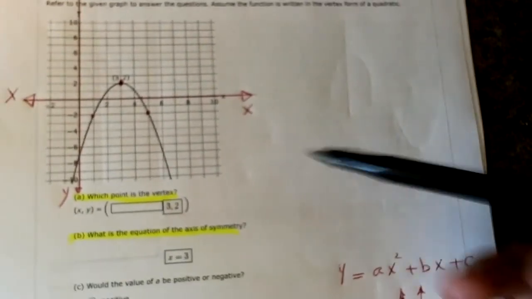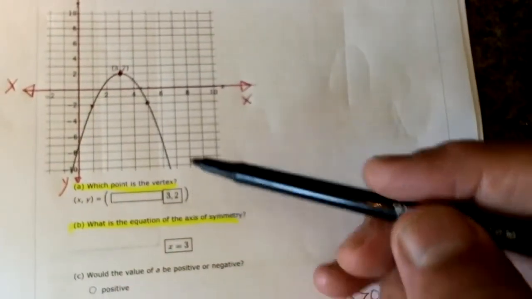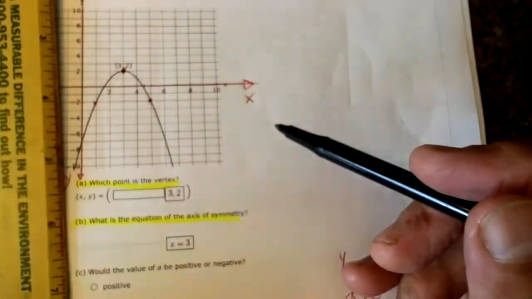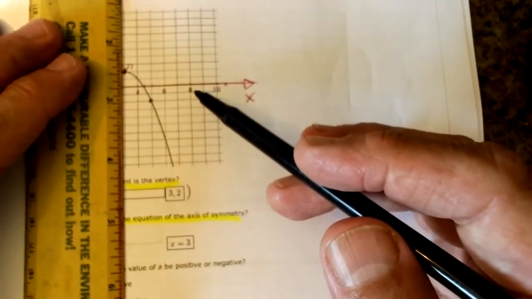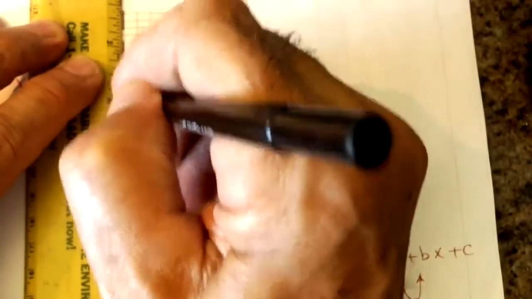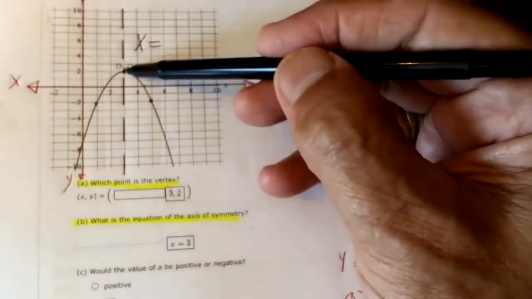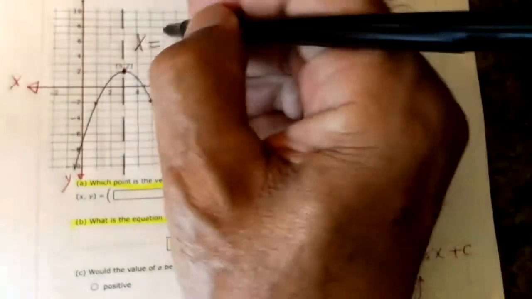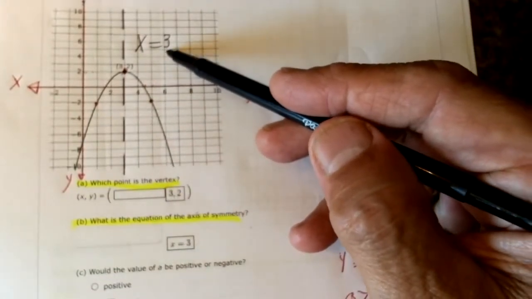Which point is a vertex? The highest point. What's the coordinates? 3 and 2. What is the axis of symmetry or equation of the symmetry? From here, remember, from the vertex, you draw the line. And what is the equation of this line? X equal is always x of the vertex. Why? Because what's the distance from here to here? 3. So x equal 3 is the equation of the line of symmetry.